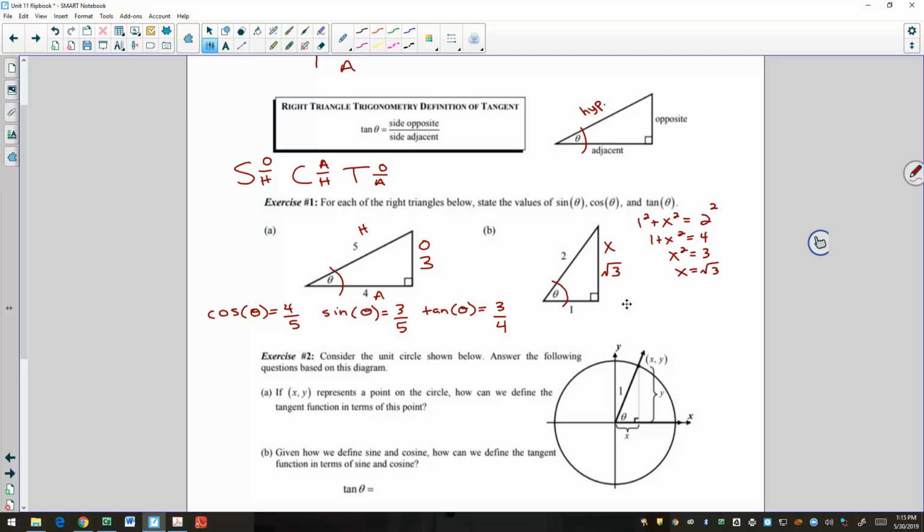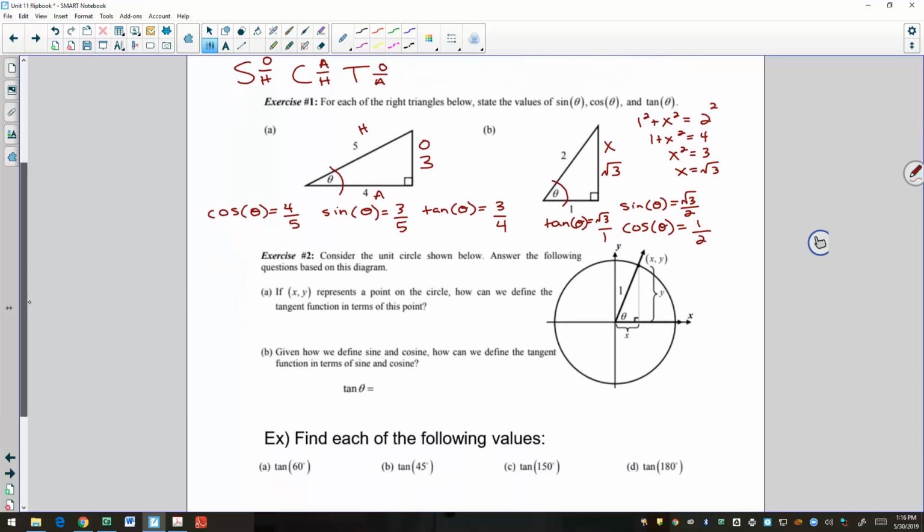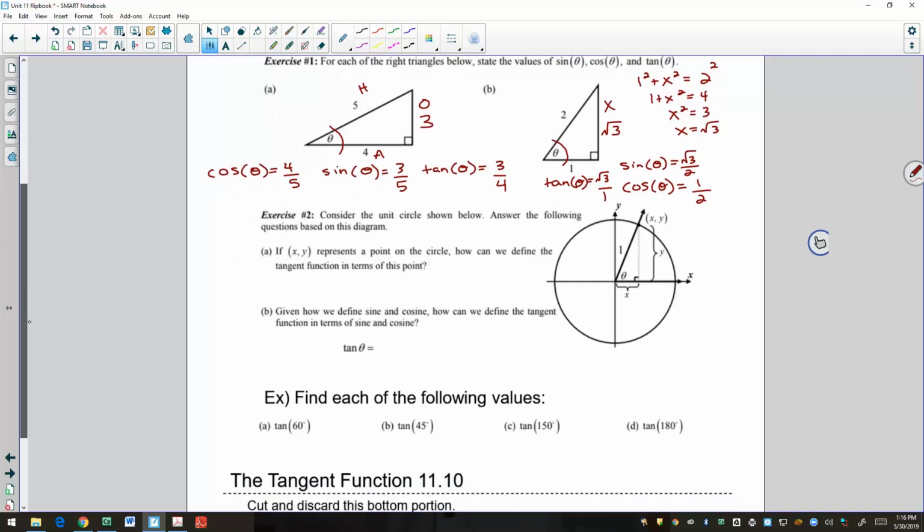Now we can find the sine of that angle. Opposite is radical 3 over the hypotenuse, which is 2. The cosine of that angle is adjacent, which is 1, over the hypotenuse, which is 2. The tangent of that angle would be opposite over adjacent, so that's radical 3 over 1, which is just radical 3. Now here's the new stuff. None of that should have been new. That should have been mostly review from geometry.